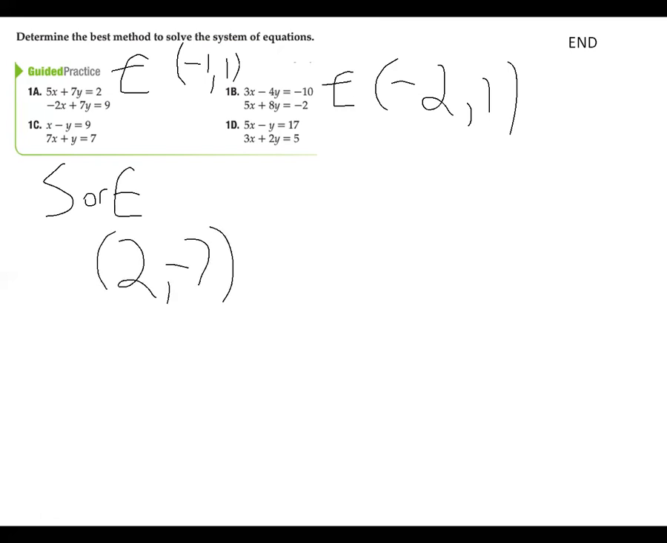And the equation D, I would use substitution for that one because y already has a coefficient of 1. So you just solve that for y and substitute it in. And the solution for that one is 3, -2.